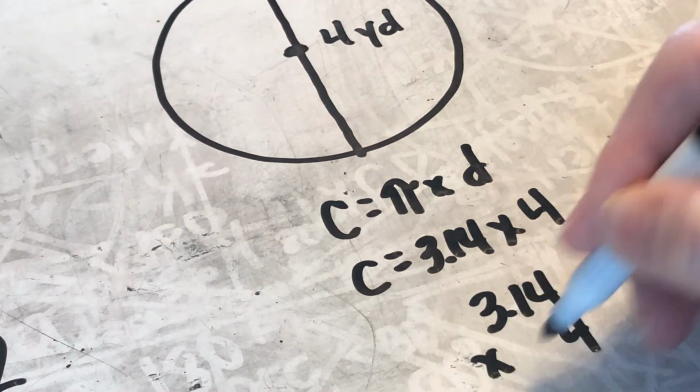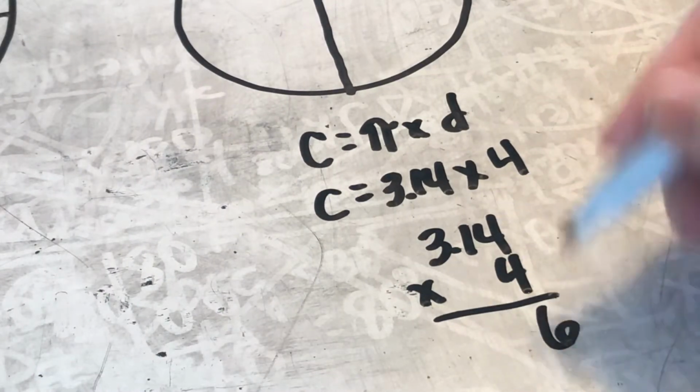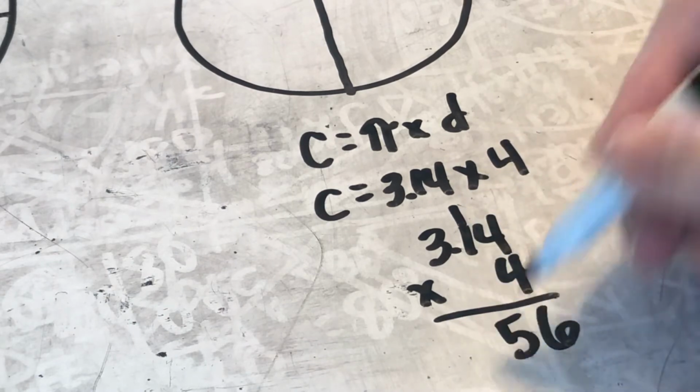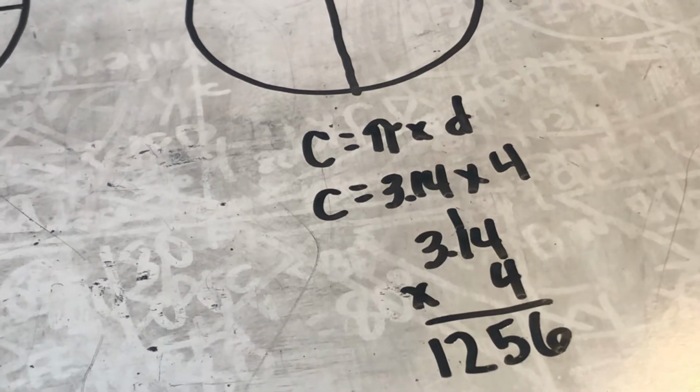I'm not going to do that. So I'm going to multiply it. 4 times 4 is 16. Carry 1. 4 times 1 is 4, plus 1 is 5. 4 times 3 is 12. Now I'm back to where I was.